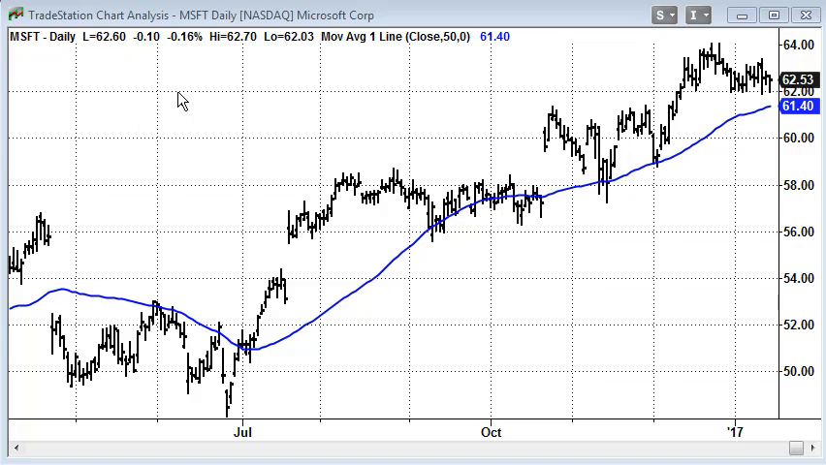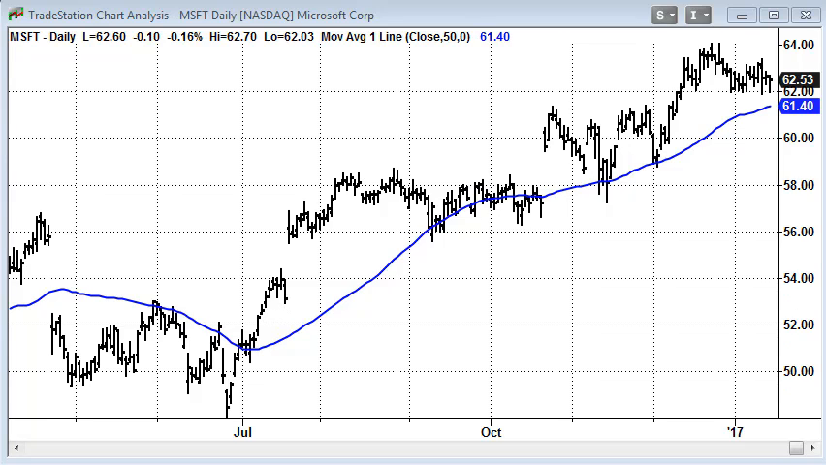Here we're taking a look at Microsoft on a daily price, and you can tell that we've moved from a bearish trend to a bullish trend, and you can tell by the prices moving above the 50-period simple moving average, as well as the slope of the simple moving average. You can basically indicate that we've been in a bullish trend, at least a trend bias, since late July.